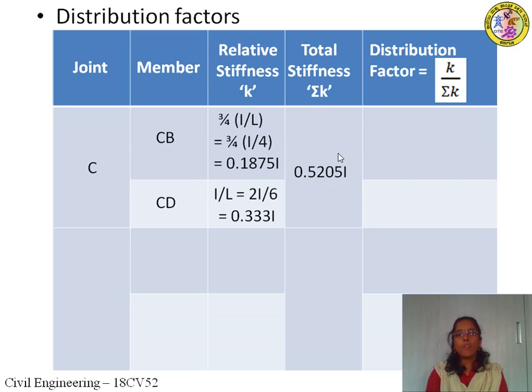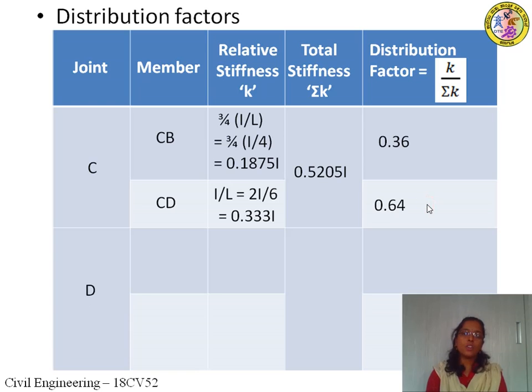So the distribution factor for CB is the ratio of 0.1875 I to 0.5205 I, which is equal to 0.36, and that of the CD member is the ratio of 0.333 I divided by 0.5205 I. That will be equal to 0.64. Observe that the summation of the distribution factors at any joint will be equal to 1.